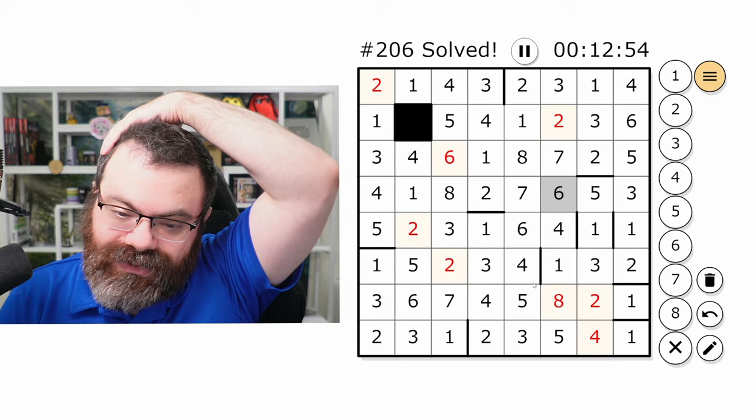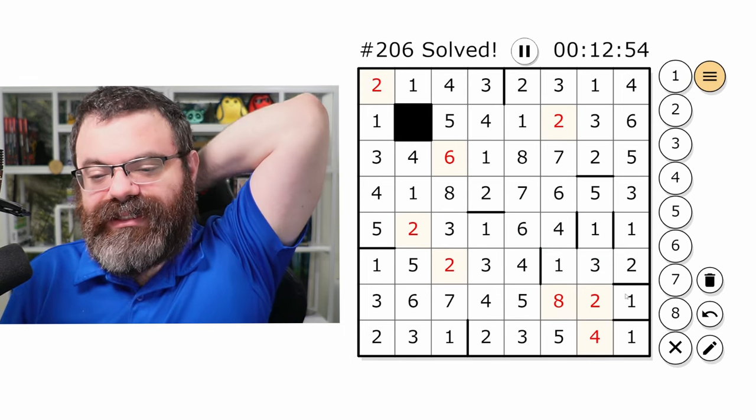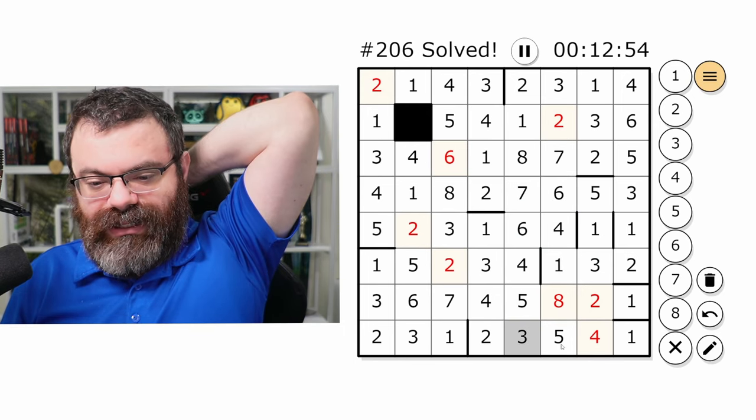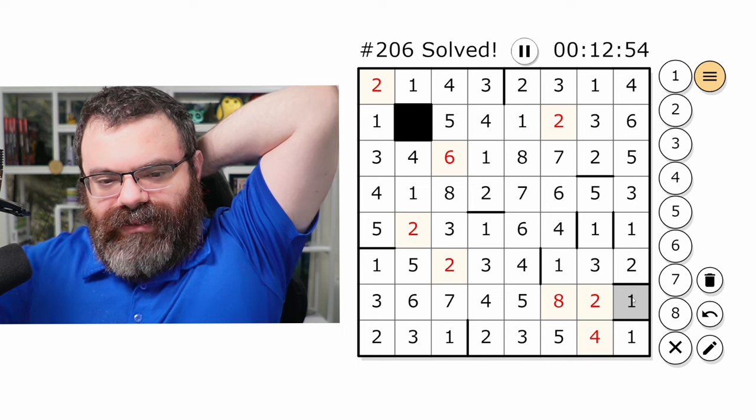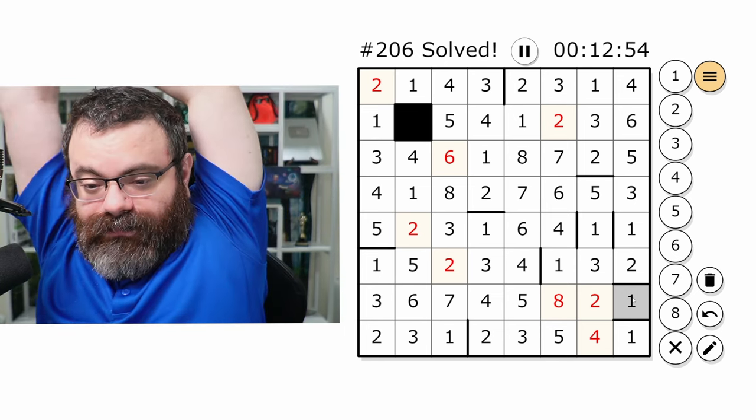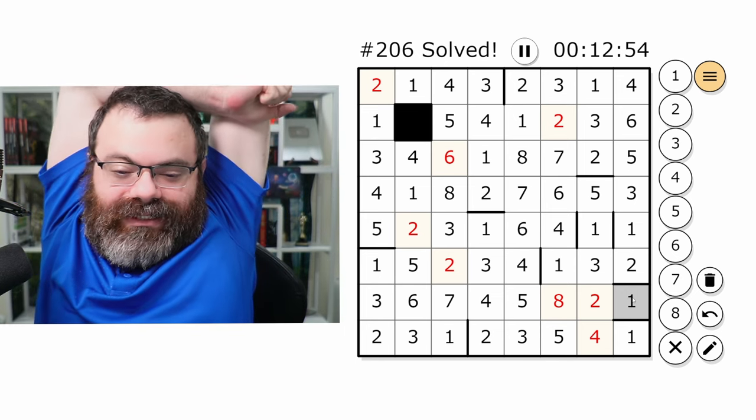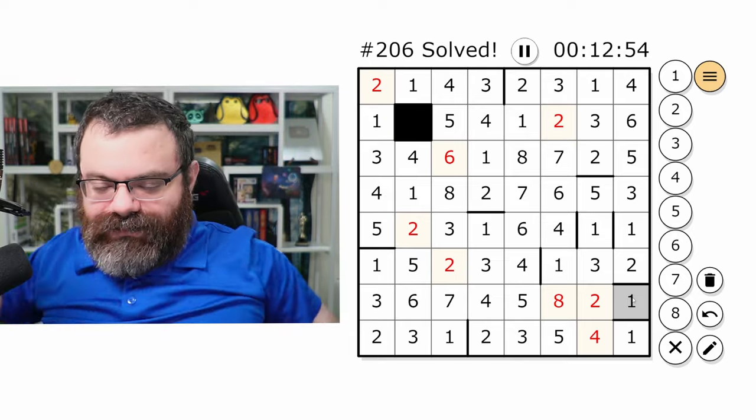All right. So I do think this X-wing was helpful. I did find some other things that didn't depend on it, but getting this 3, I think, was the most helpful thing there. So cool. Always nice to find X-wings in our 1-up puzzles. They're not that common.